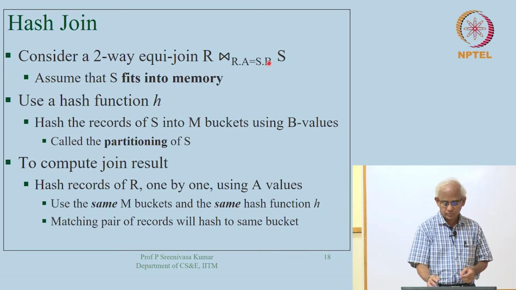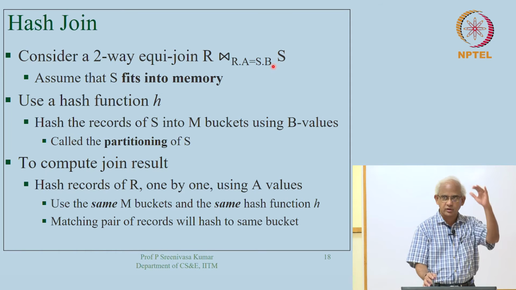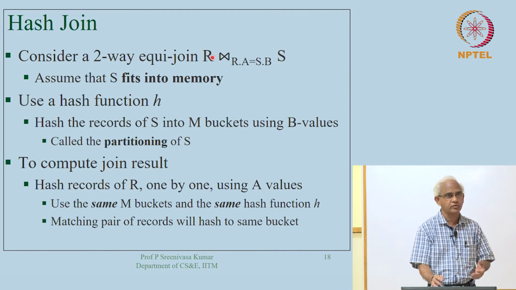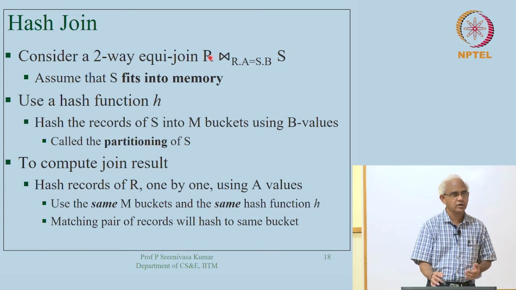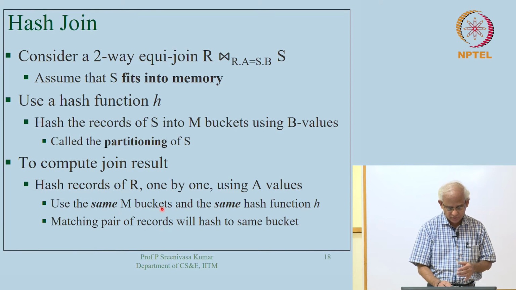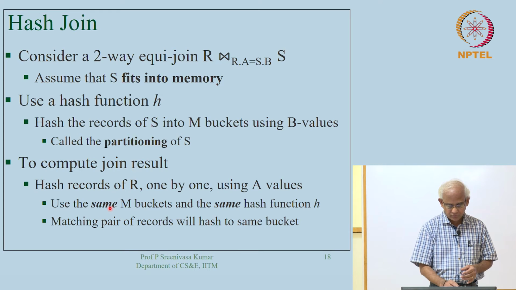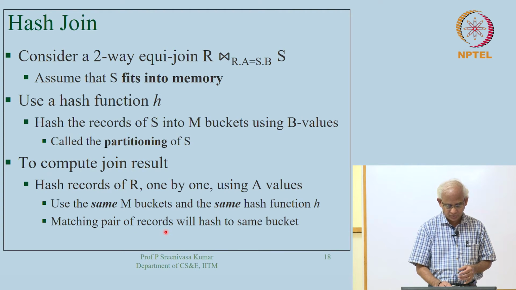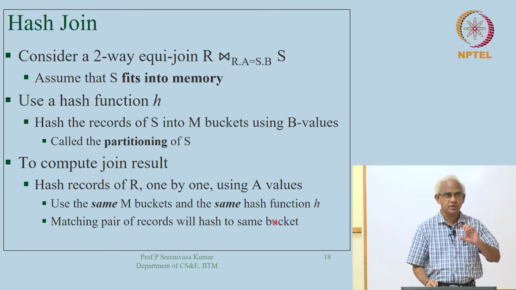Okay. So you have already done the hashing on B values, so the records are all there in the buckets. Now hash the records of R, using the same hash function and the same m buckets. Then you will find that the matching pair of records will hash to the same bucket.